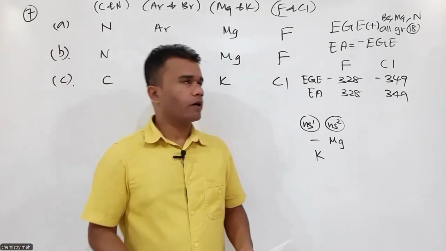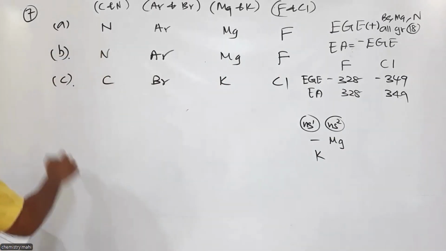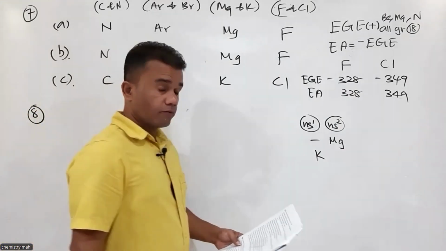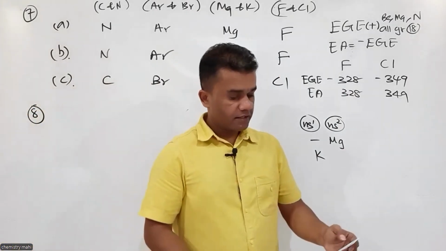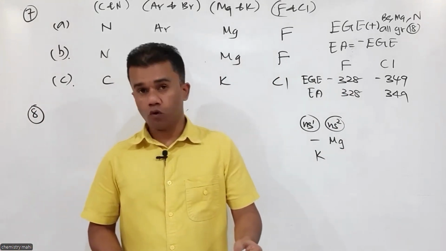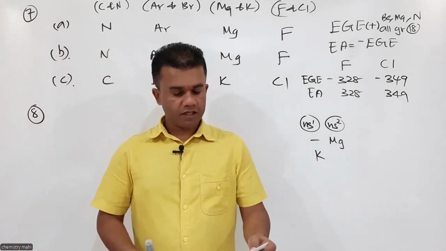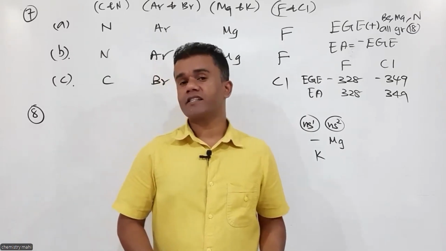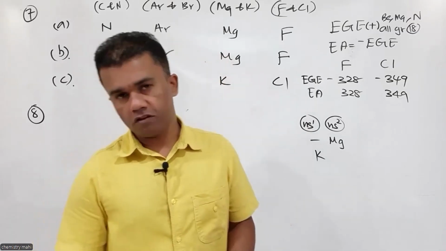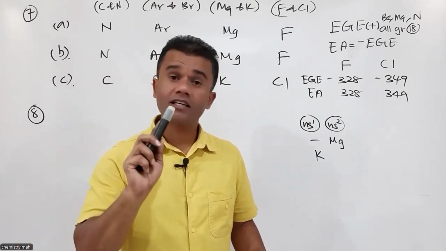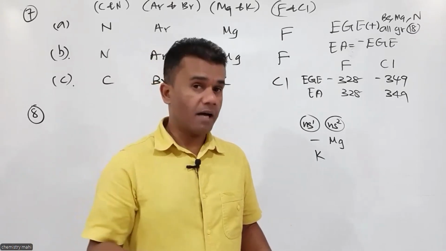All right, let's move to the 8th one. In the 8th one, they ask you to mark it true or false. State whether each of the following is true or false. First one: modern periodic law is based on atomic masses of elements. False. We arrange elements according to the atomic numbers, not the masses.